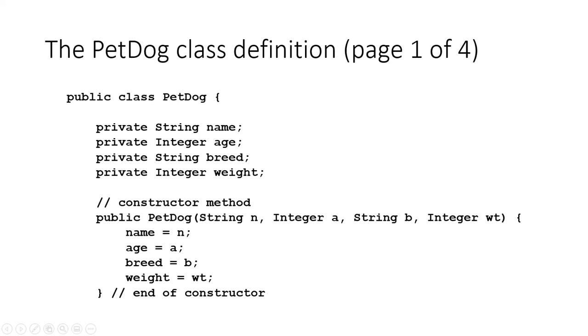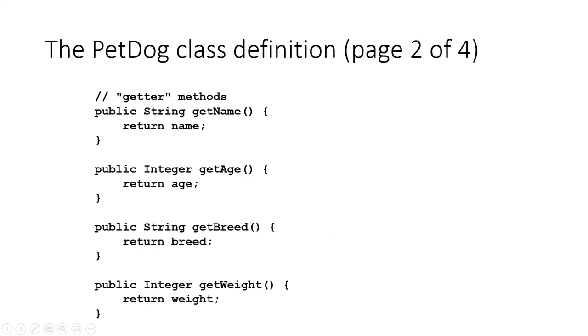That wouldn't work. Okay. Now, here are the getter methods for the definition. So I have this pet dog class definition that goes 4 pages on my PowerPoint. We'll see a demo of it in a later video where I'll show you the whole thing. So the getter methods, all getter methods have the same format.